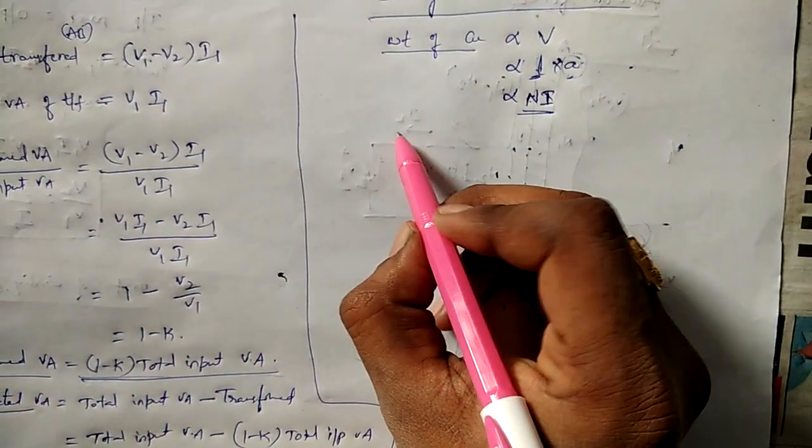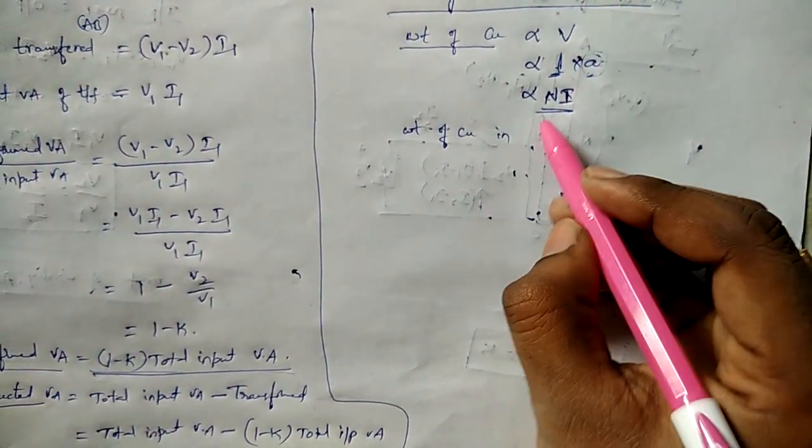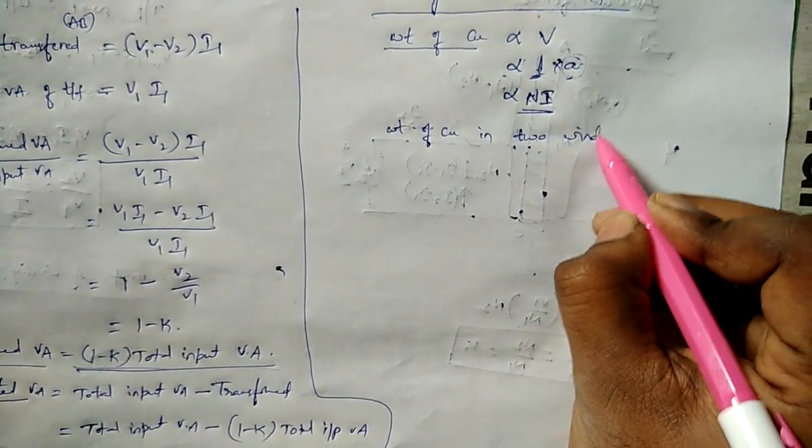Okay. So now the weight of copper in a two winding transformer. Let us find out for the two winding transformer.